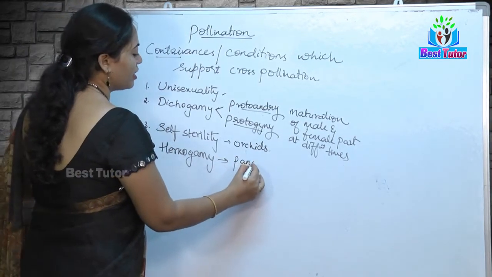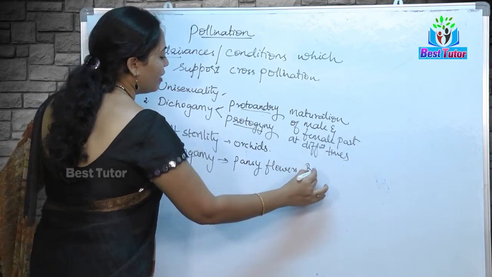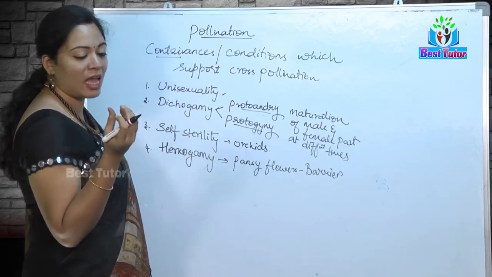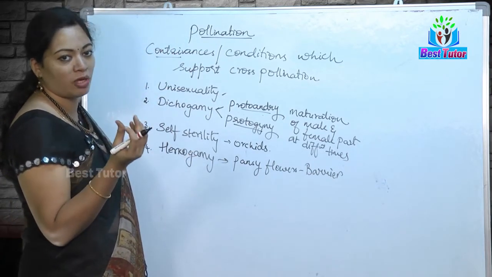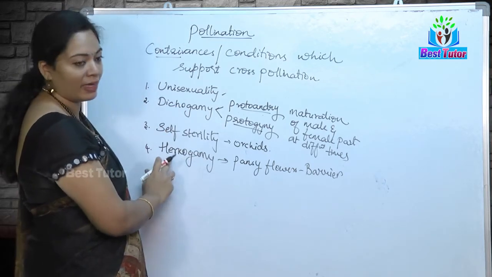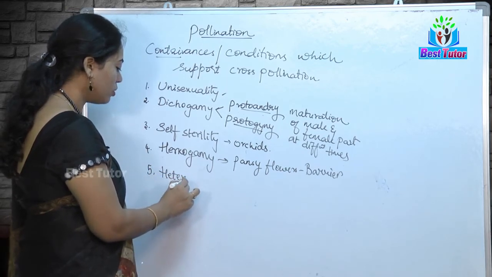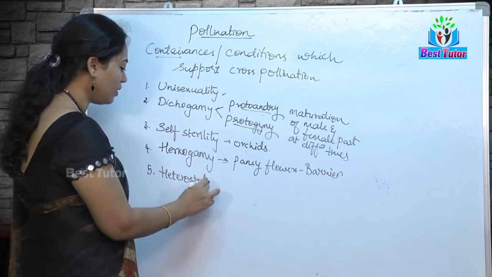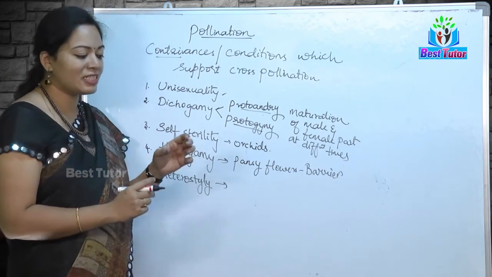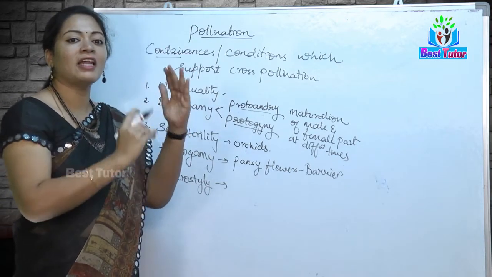As example, we can give pansy flowers where we have barriers for the pollination process. The same flower is acting like a barrier for the self-pollination. Such state is called hercogamy. Herco means barrier. Then last condition is called heterostyly. Now coming to heterostyly, the meaning is that the androecium and gynoecium, both of them, are at different heights.